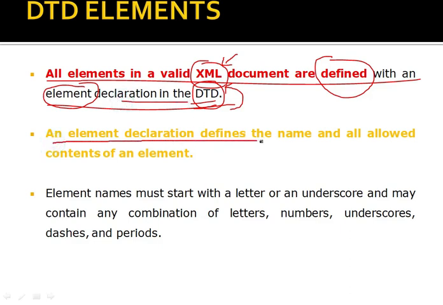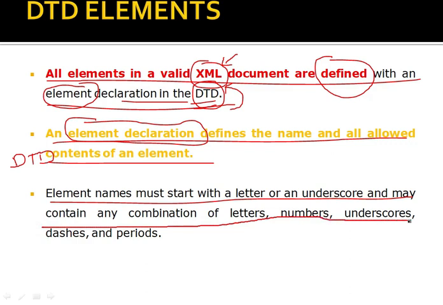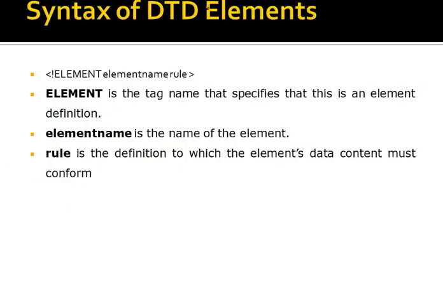An element declaration defines the name and allowed content of an element. So in the DTD you have the element declaration part, and its purpose is to define the name and allowed content of an element. The element name must start with a letter or underscore and may contain any combination of letters, numbers, underscores, dashes and periods. That is the element name. So how can we use that? The syntax for DTD elements.